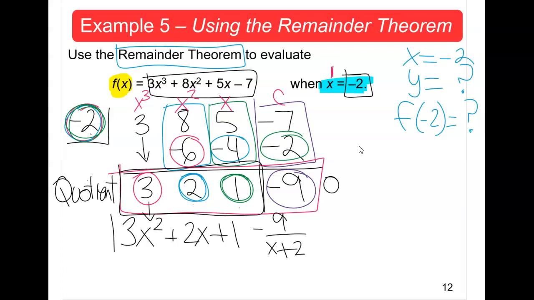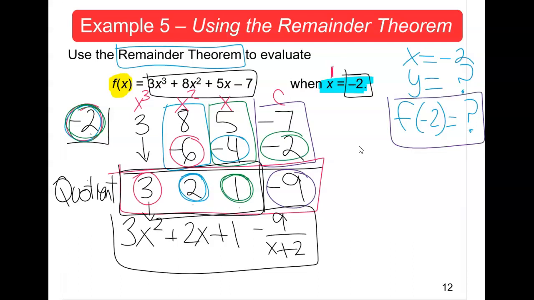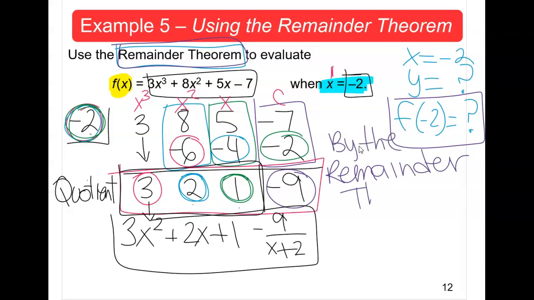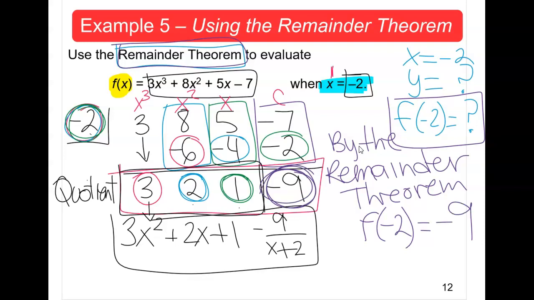But that was not even the question. The question was, what is f of -2? And so by the remainder theorem, f of -2 is equal to -9.